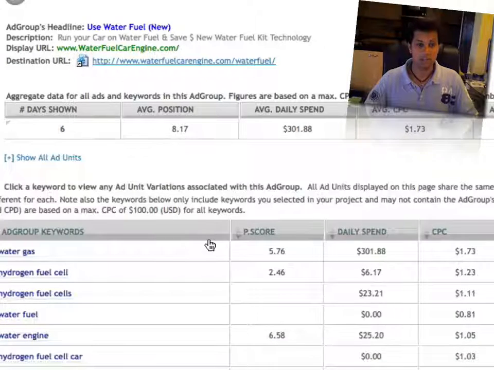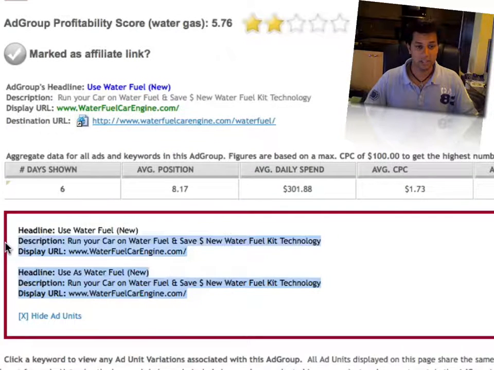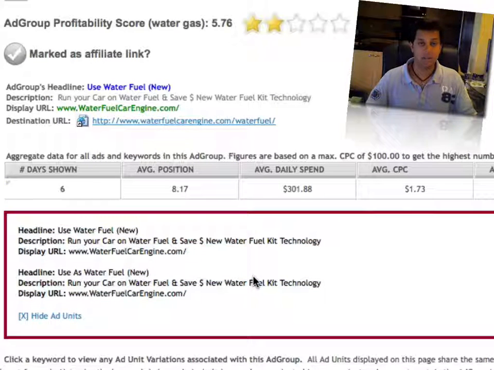Now, sometimes when you log in, you'll see it minimized like this, so it'll say show all ad units. If you click this, you'll actually see all the ads that they were running. So that basically shows you that these were the two ads that he was running, and he only ran both ads for a total of 6 days. Now that just goes to show me that he probably wasn't making that much money, right?